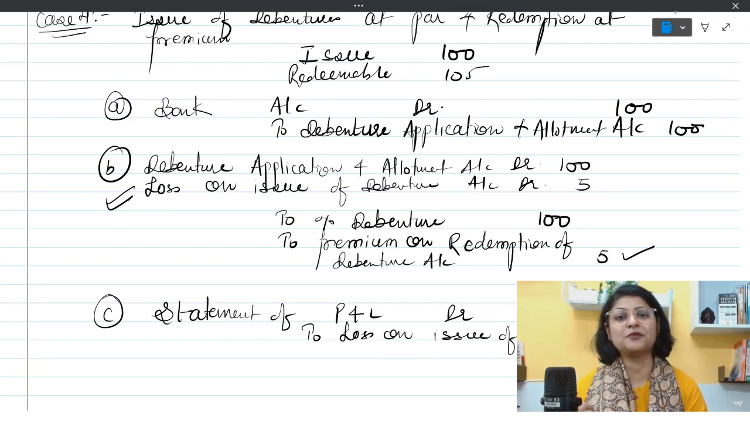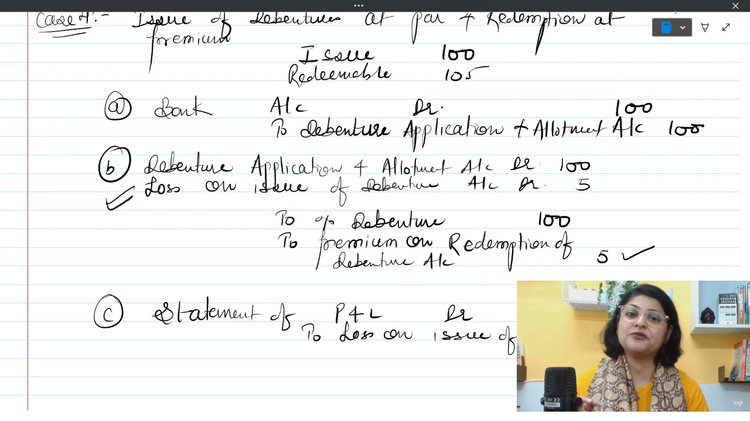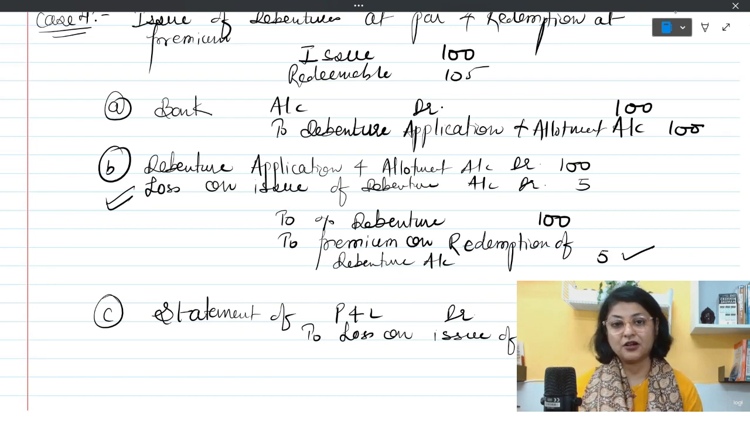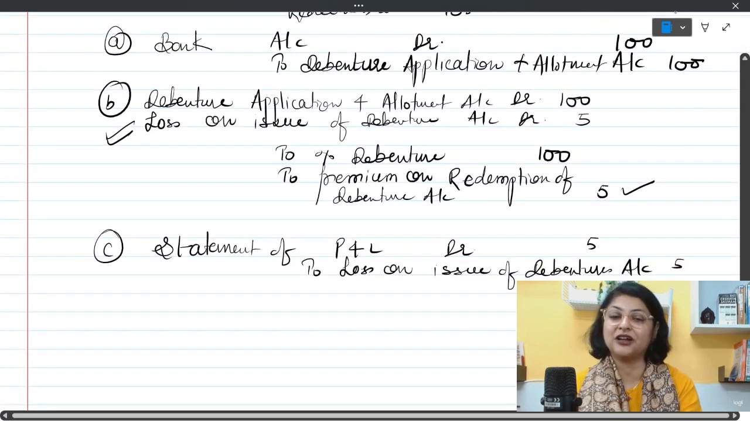It can be written off from security premium. It can be written off from general reserve. It can be written off from the capital reserve and statement of profit and loss. In absence of any other information, we will always write it off from statement of profit and loss, like we write off discount on issue of debenture.